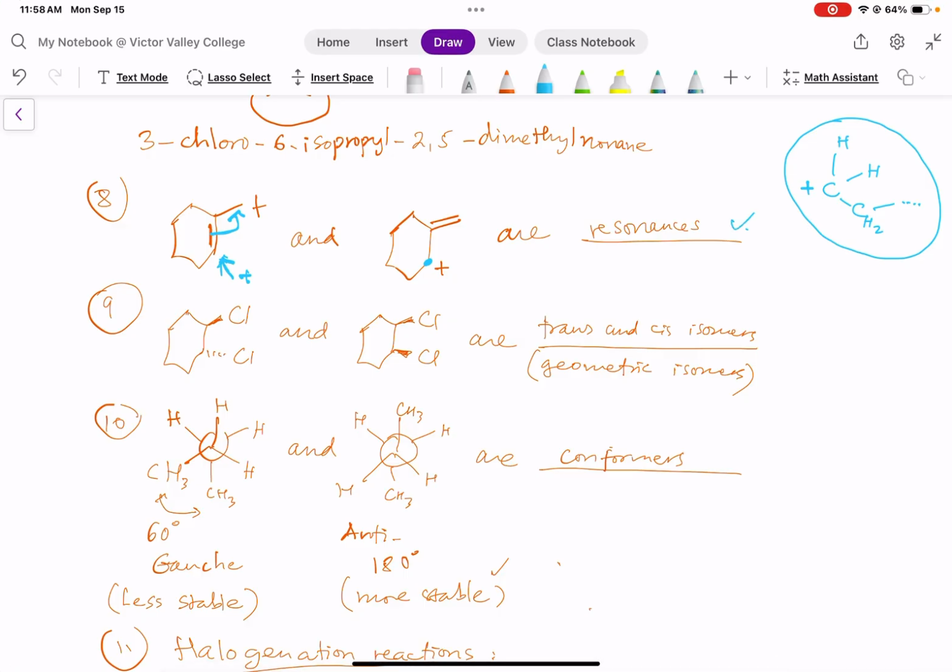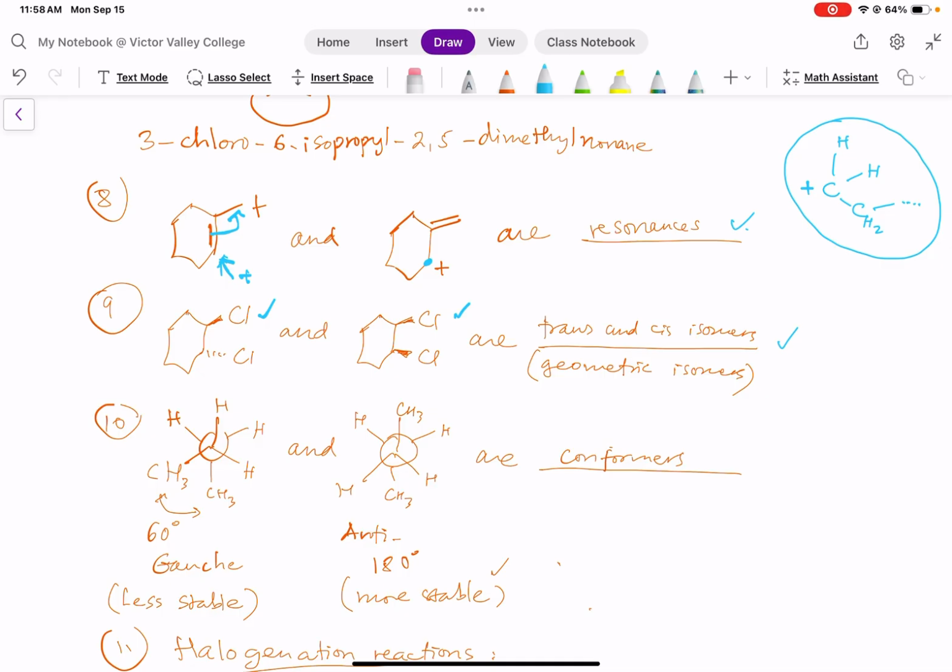If we just change the orientation in 3D, the molecule on your left has 2 chloro groups opposite to each other, whereas the one on your right has them on the same side. So obviously they're not the same molecule. They are cis-trans isomers, or geometric isomers.